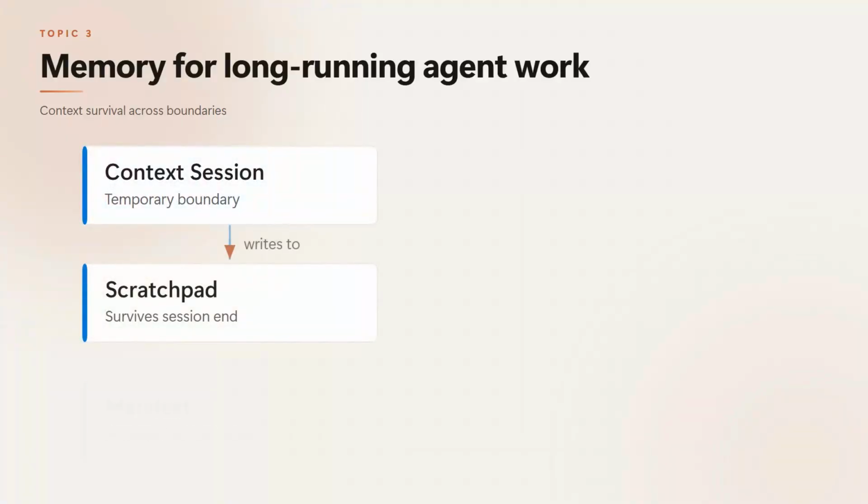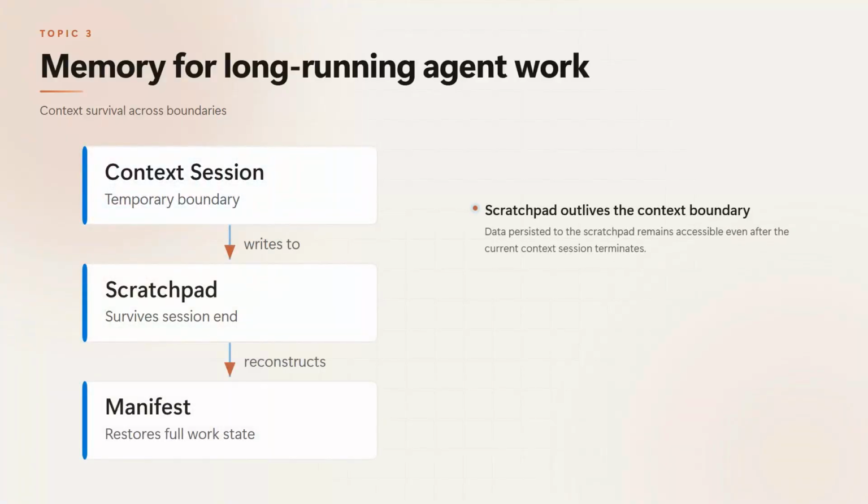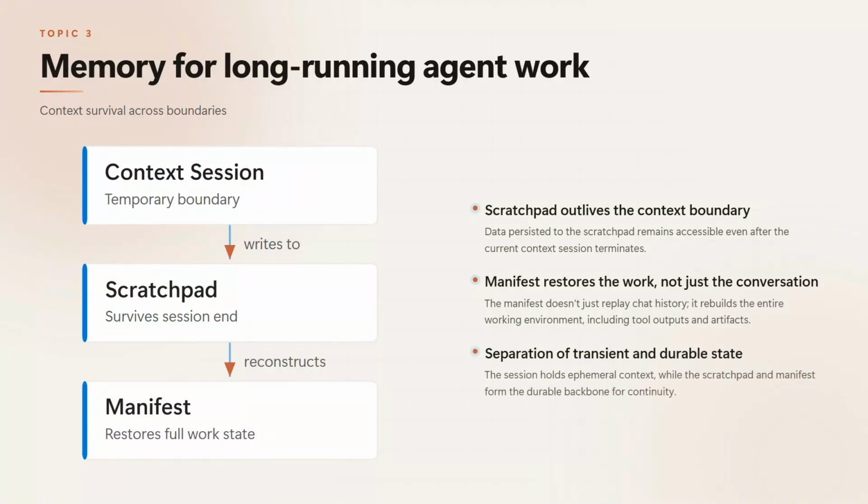Memory in this context is not a vector database or a chat log. It is a scratchpad file that persists findings across context boundaries, and a structured manifest that tells a new session exactly what work was completed, what was partial, and what was never started. The distinction someone gets wrong is assuming session resumption handles both conversation and work state. It does not. The session can be intact while the work state was never recorded.